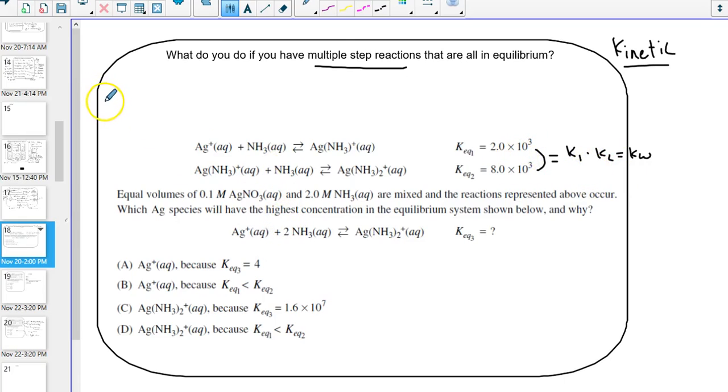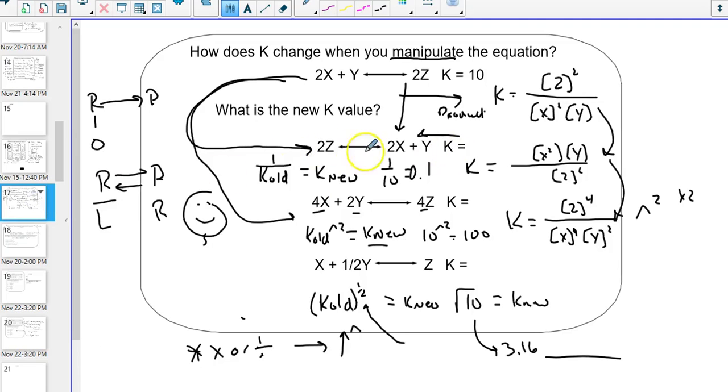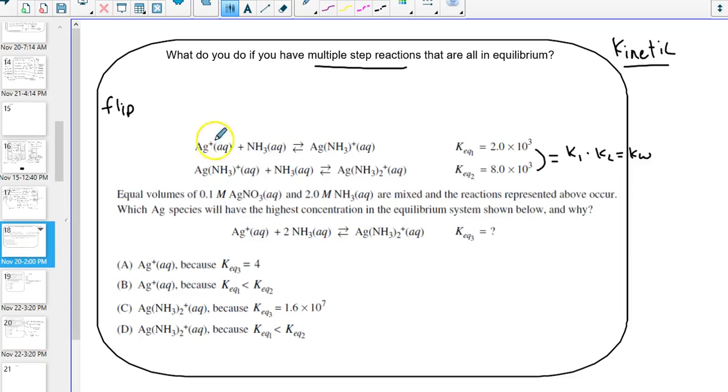So the first thing I would do is, do I need to flip a reaction? We just talked about on this previous page that we can flip reactions, no problem, and we can multiply or divide coefficients. So, do I need to flip it?